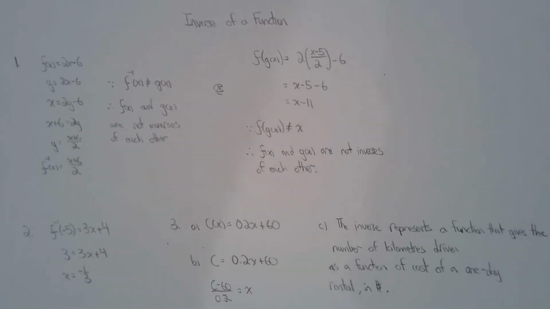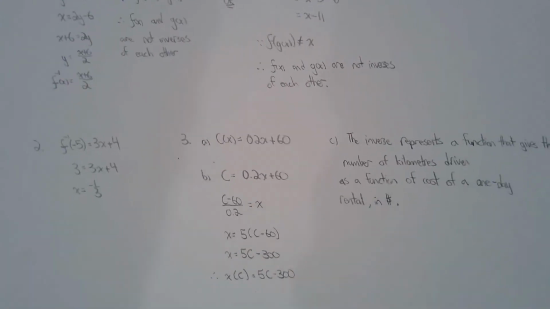For question 2, if you're told f of 3 equals negative 5, remember x becomes y and y becomes x, so inverse f of negative 5 must be equal to 3. And once you know that, then you can easily solve for x.